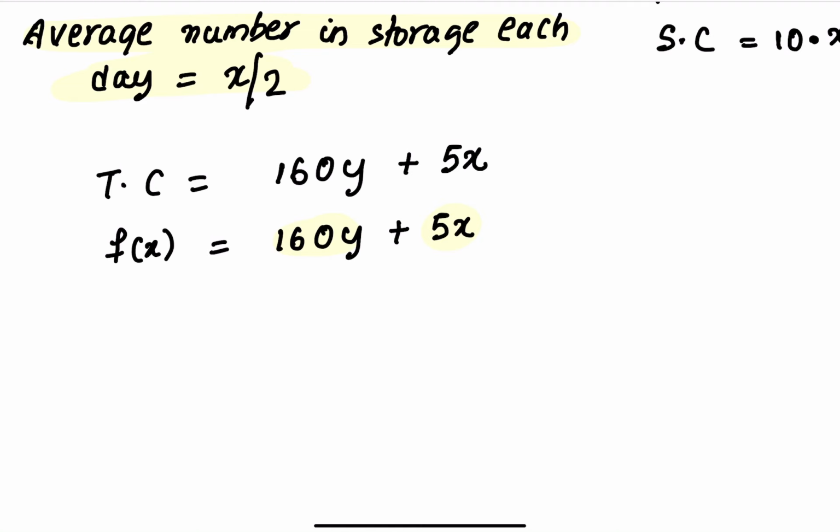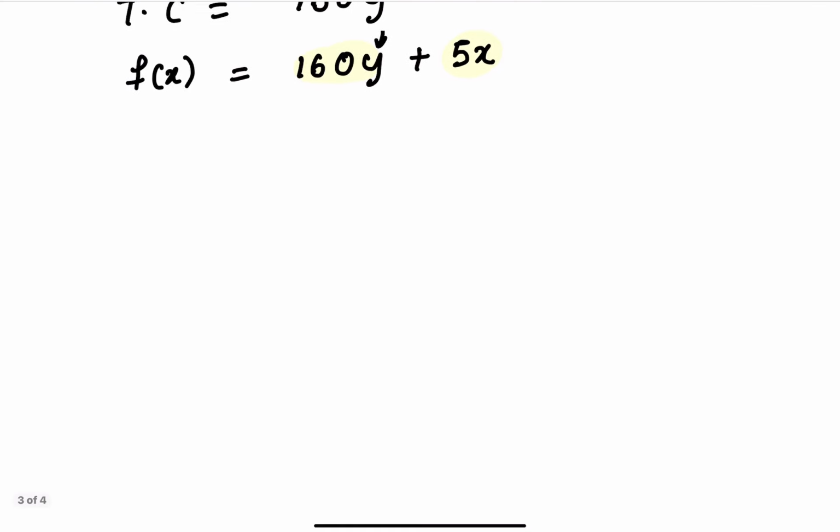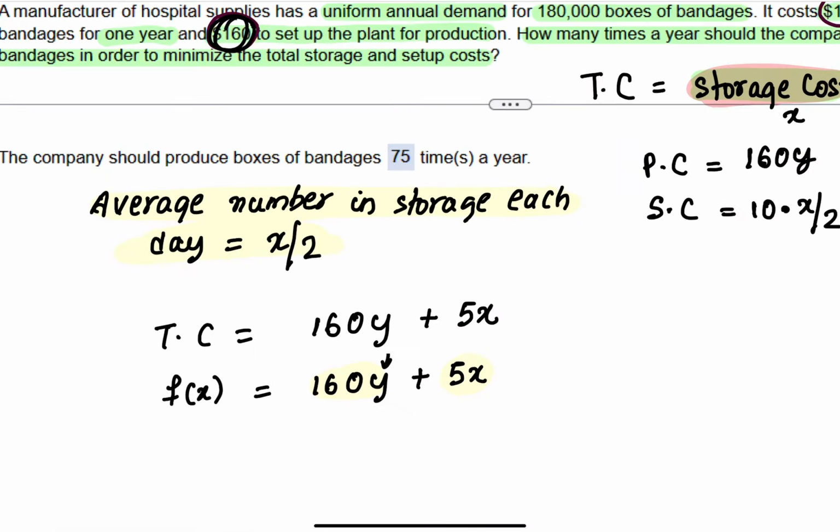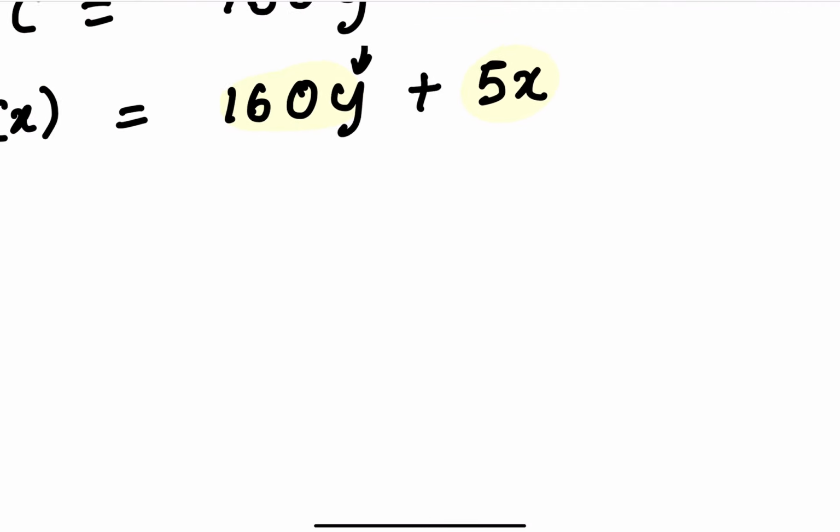Now, if you look closely, I have this y here. I have to find a relationship so I can change my y into x. How do I do that? How many boxes do I have to produce? 180K. So I can run the production just once and produce all 180K boxes.